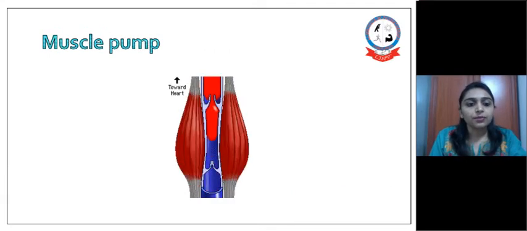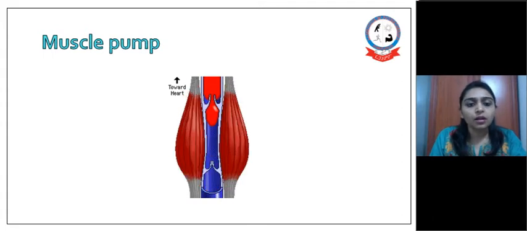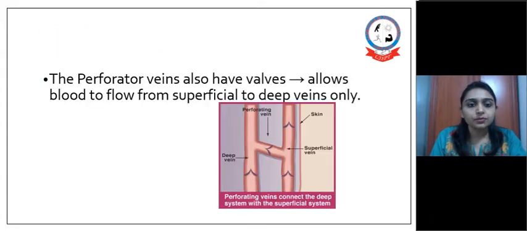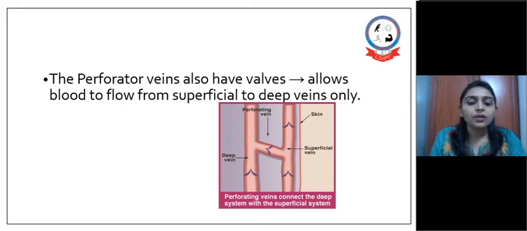Here the physiology of the muscle pump is shown, where the muscle contracts and the column of blood moves upward, while at the time of relaxation the valves close and prevent blood from going downward. Next are the perforating veins. These perforating veins are communications between superficial vein and deep vein. They also contain valves which allow blood to flow from superficial vein to deep vein only.